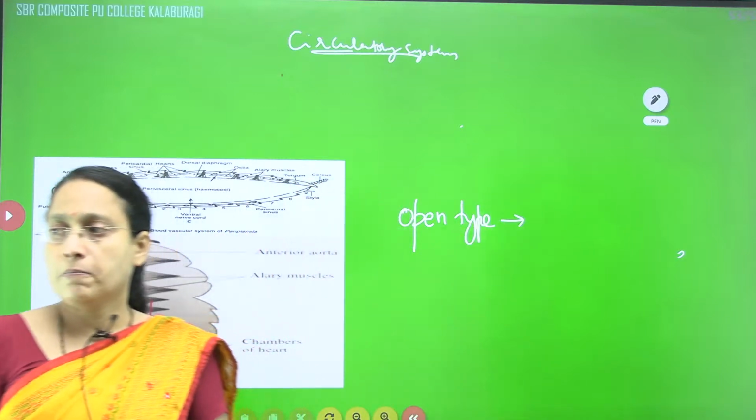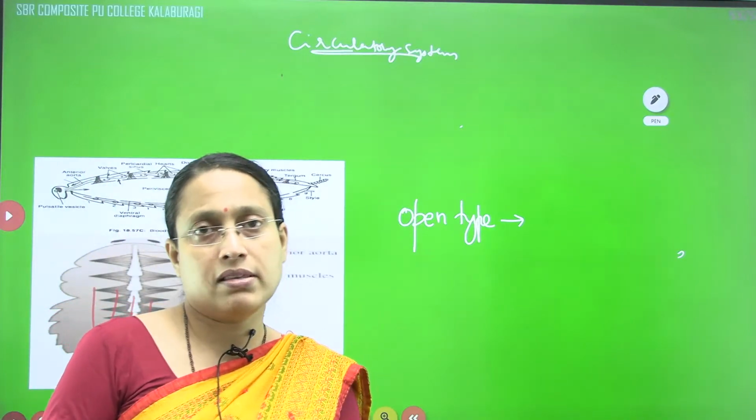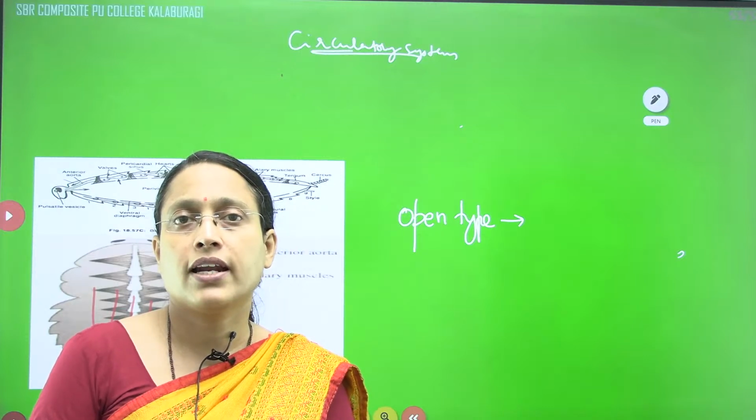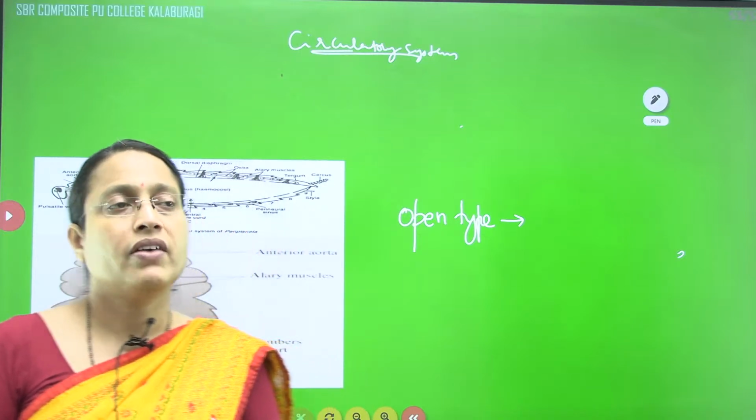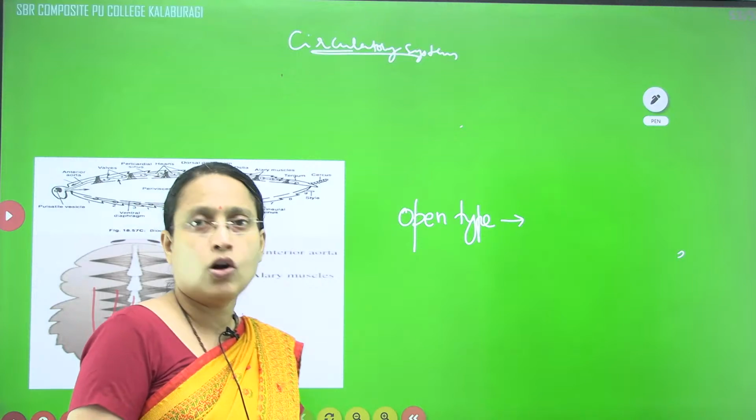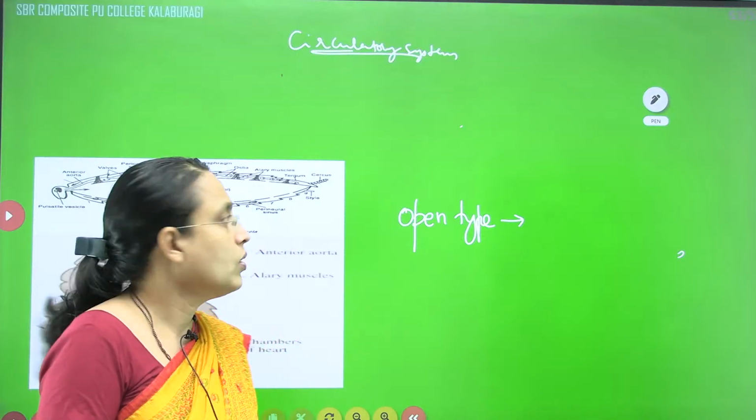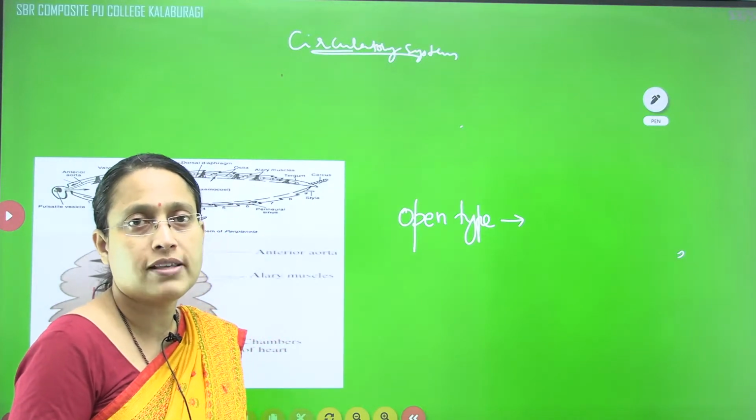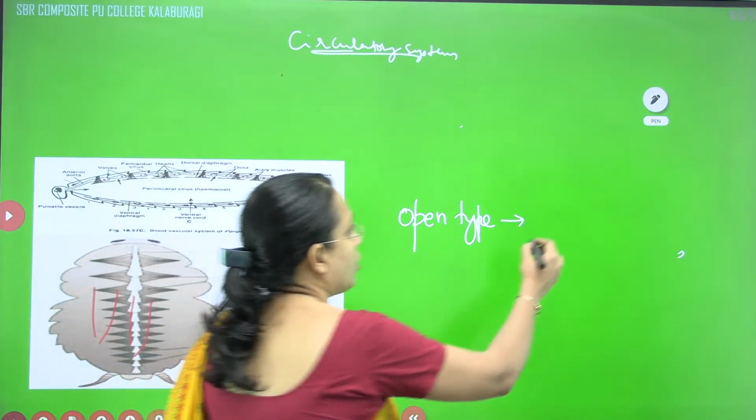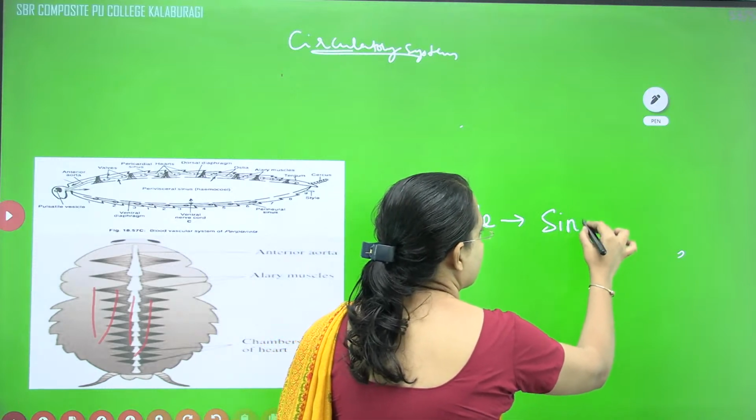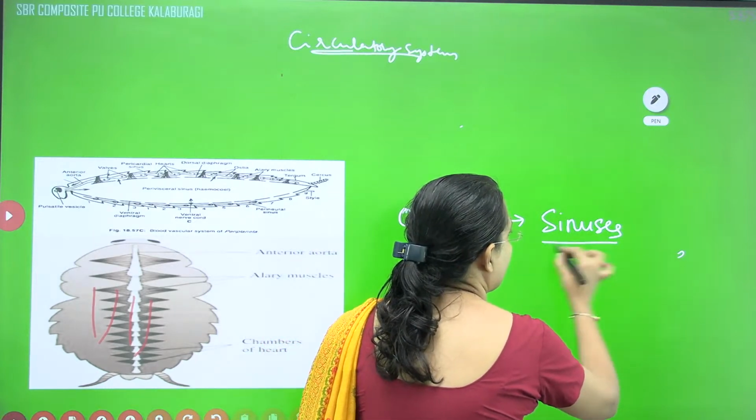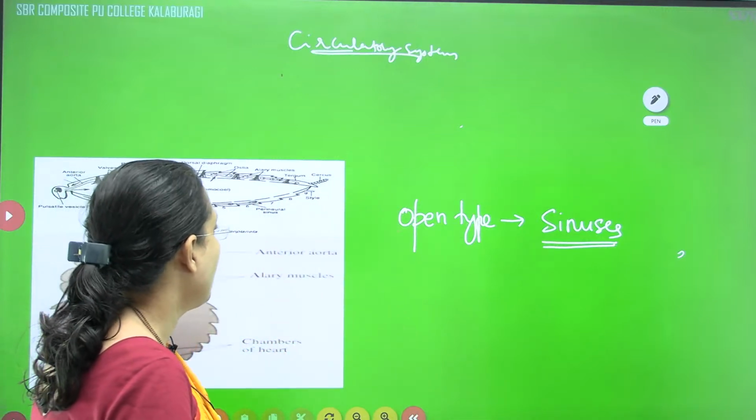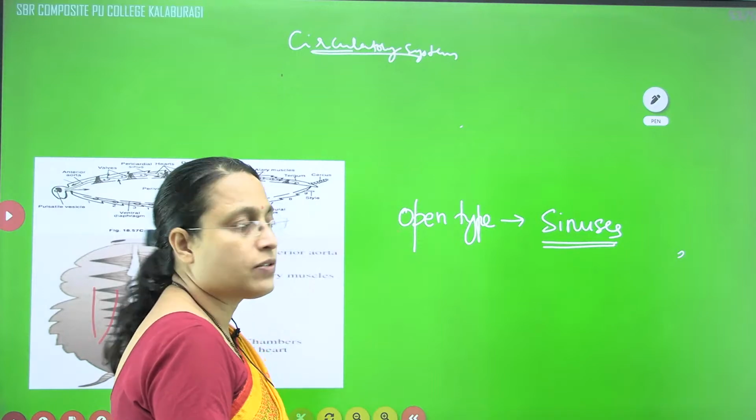The circulatory system where the blood flows in spaces called sinuses, such type of circulatory system is an open type of circulatory system. However, the blood vessels are not predominant in cockroach. Basically the body has various sinuses and the blood flows through those sinuses. Because blood flows through sinuses, that's why it is called open type of circulatory system.